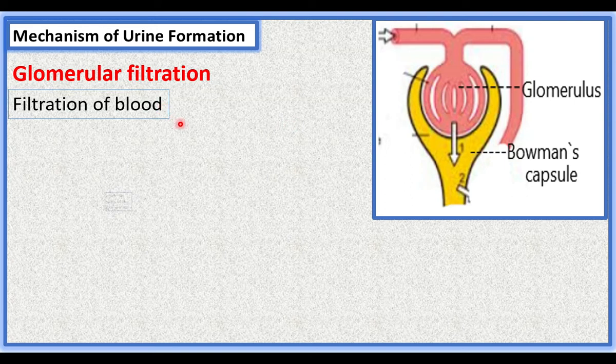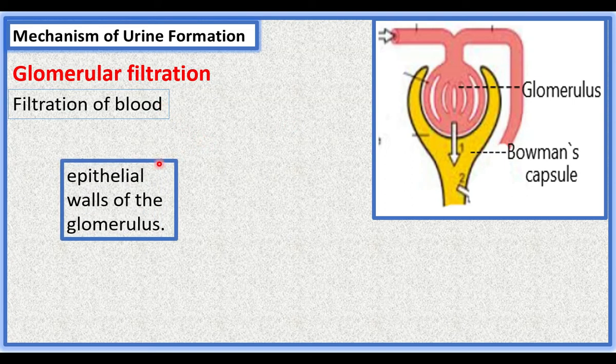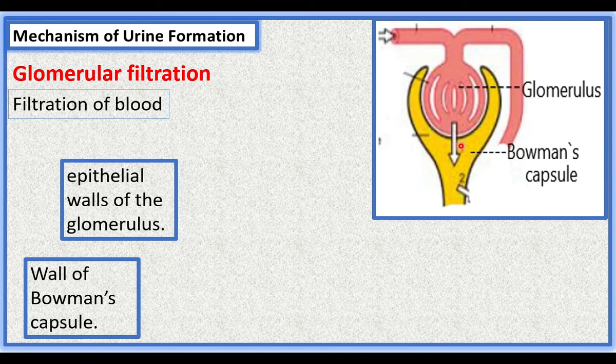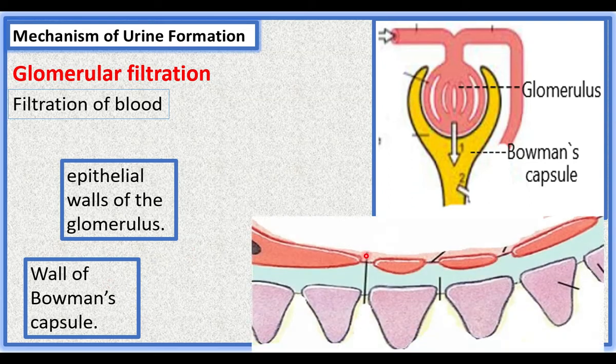Blood is filtered. Filtration takes place through the epithelial wall of the glomerulus and the inner wall of Bowman's capsule. So this is the epithelial wall of the glomerulus. Glomerulus is a fine blood capillary. This is one epithelial cell, this is another cell, this is another cell. In between the cells, space is there. Through the space, filtration is possible.